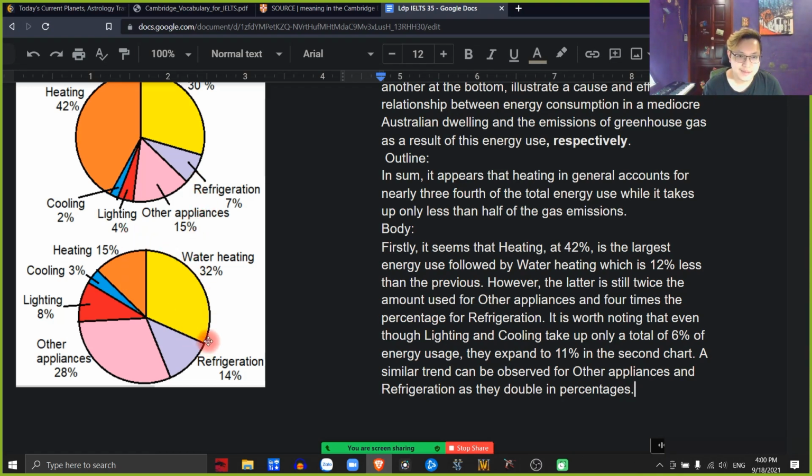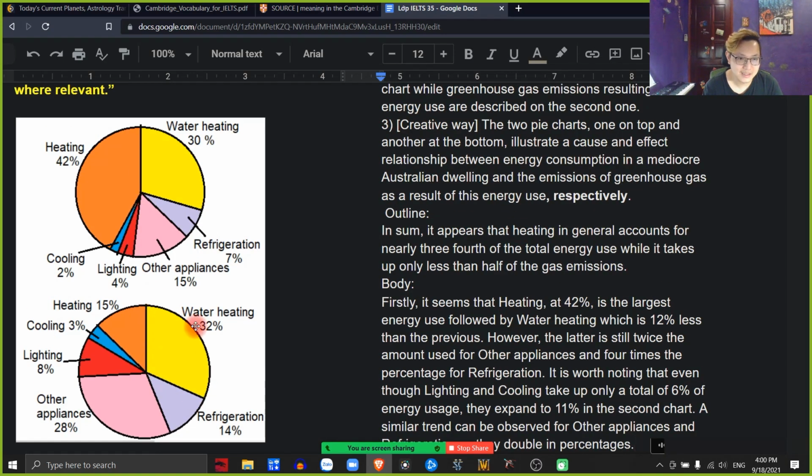But the same cannot be said about water heating, right? Isn't it? The same thing does not happen with water heating, because they are the same. But heating, the orange one, decreased by 3 times.